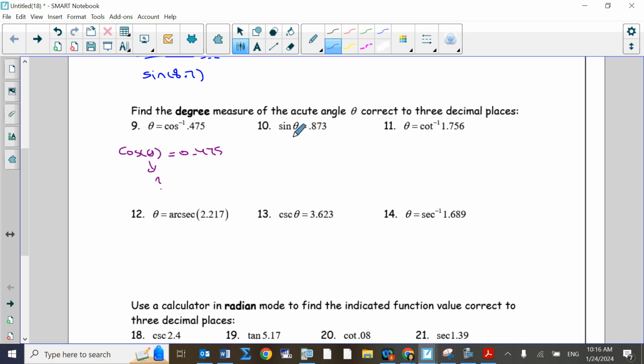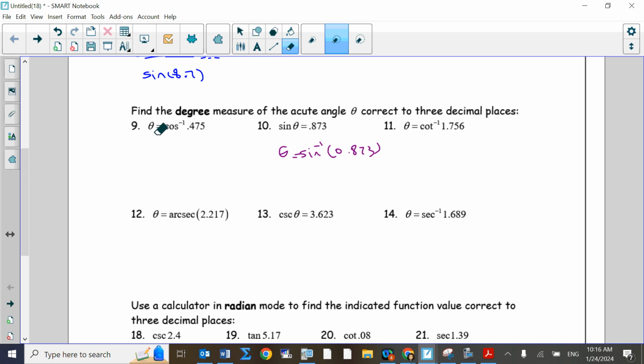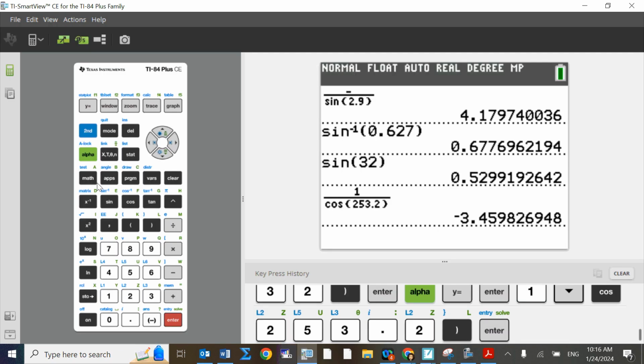Or in this question, sine of theta equal to this value, you're looking for the missing part of the question, theta. So theta will be sine -1 of 0.873. So for either of these questions, 9 or 10, since the inverse functions are on our calculator, you see cosine -1, sine -1, we can easily use our calculator to find it.